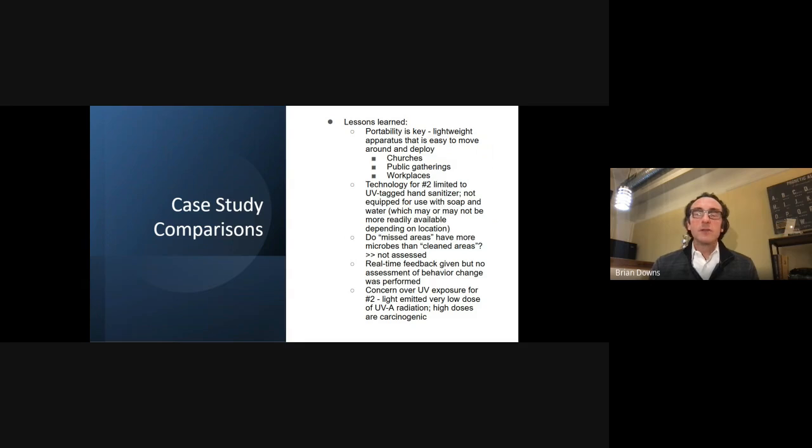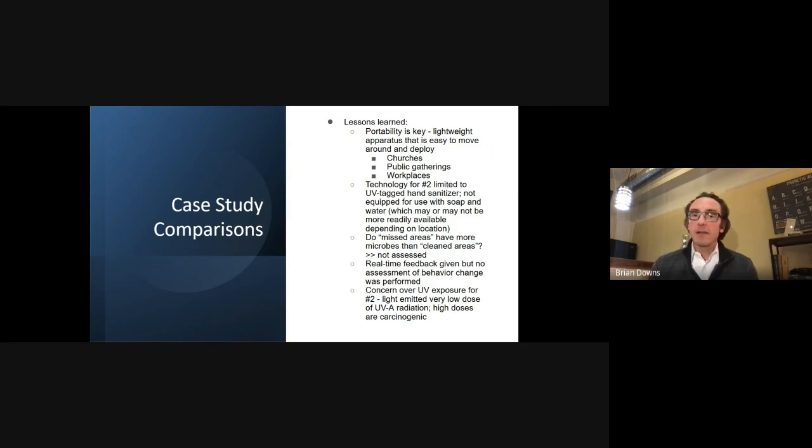With these two case study comparisons, portability was really key. A lightweight solution that's easy to move around and deploy would be most helpful, I think, for these situations. For the UV tagged sanitizer, one limitation would be that it is not equipped, and it might be hard to adapt it for use with soap and water.